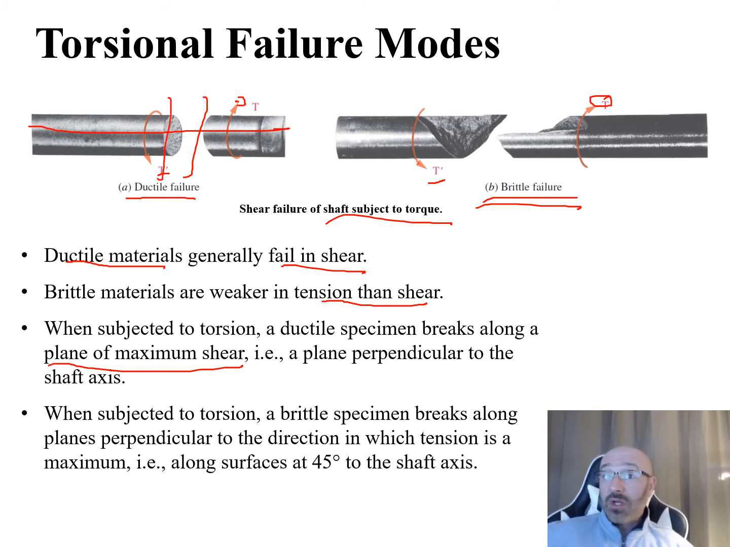Now, if we're talking about a brittle specimen, when this is subjected to torsion, it's going to break along the planes perpendicular to the direction in which the tension is maximum, which is along 45 degrees to the shaft axis. So if we look at this, if that's the shaft axis going right down the center of it, this right here is roughly at an angle of about 45 degrees, right? We would expect it to be for a brittle specimen. So this is more of a practical application to get a visual of the difference between the material types when you're talking about torsional failure modes.